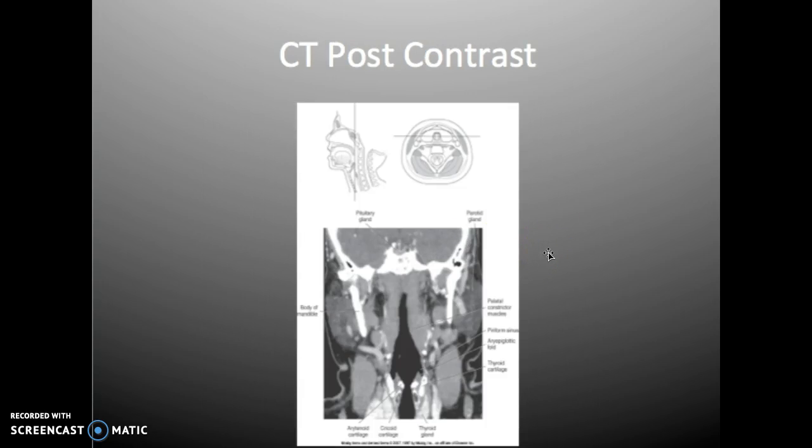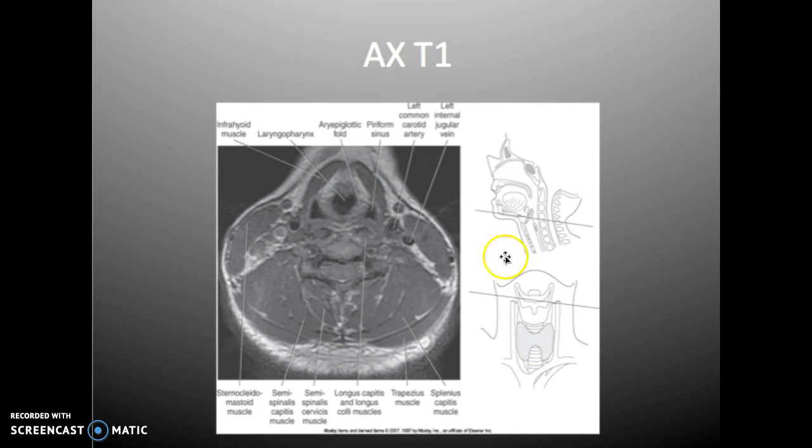This is a CT post-contrast, as you can see here. It's pretty good though, coming down. When we're looking at your thyroid gland, right down here, you have your cricoid cartilage with your arytenoids, and here's your thyroid. You can see it coming into the cricoid. So we have an infrahyoid muscle coming around. You have your arytenoid folds right here on either side, and this is your laryngeal pharynx.